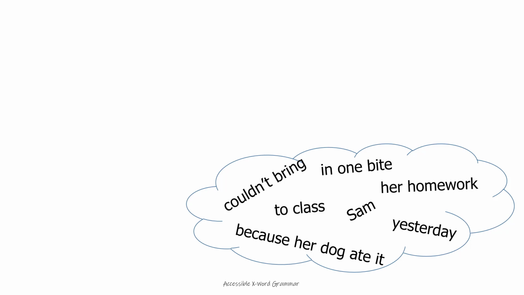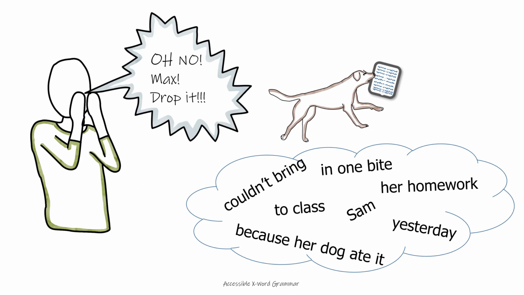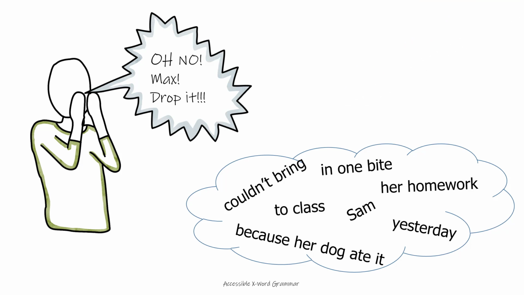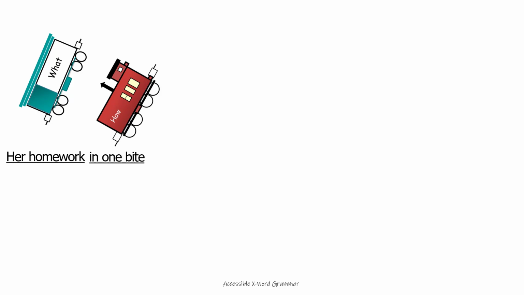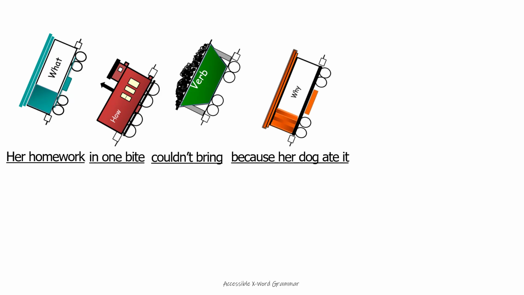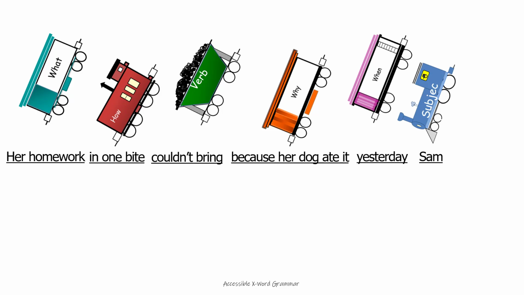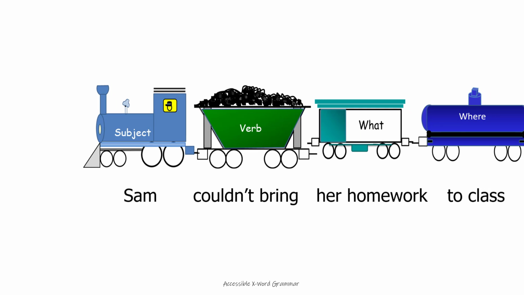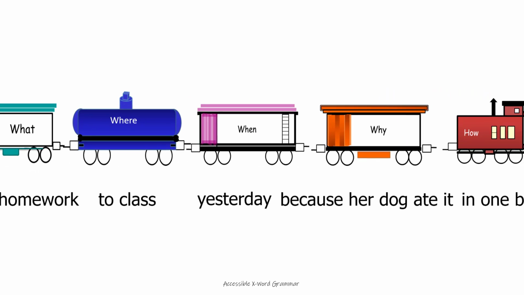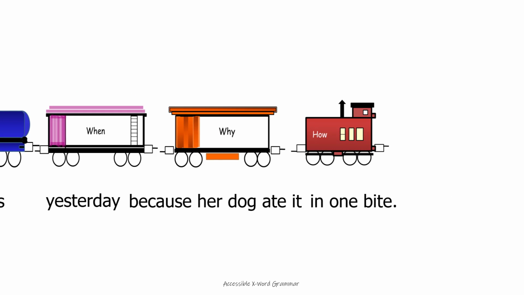If you study the phrases in the cloud, you can probably figure out what information goes in each car of our train. But like a train, a sentence won't work well if the cars are in the wrong order. Her homework in 1 bite couldn't bring, because her dog ate it, yesterday, Sam to class. It's English, so for understanding, the cars of our train and the contents of each car must be in a set order.